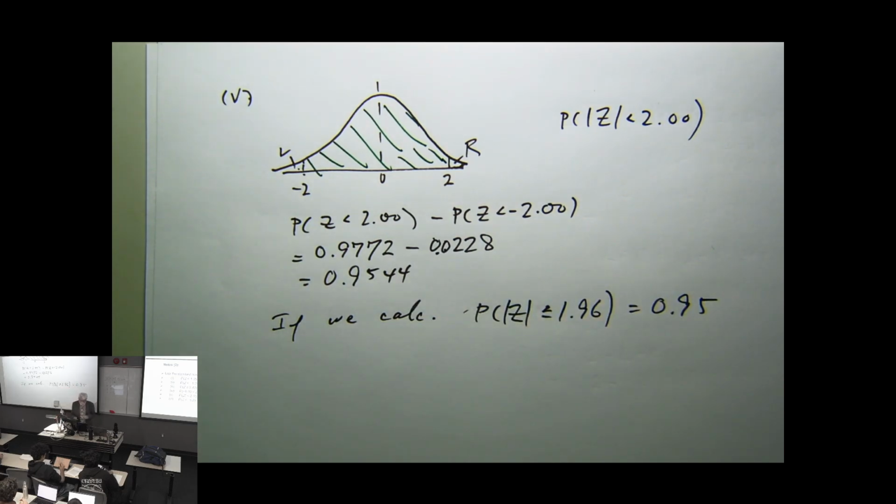1 standard deviation is about 68%. When you go 3 standard deviations, you're up to about 99.7%, which means almost all your observations are within 3 standard deviations of the mean.